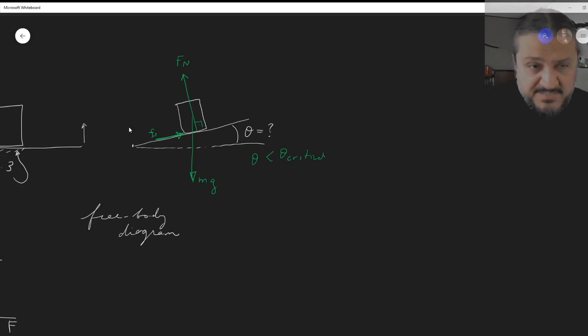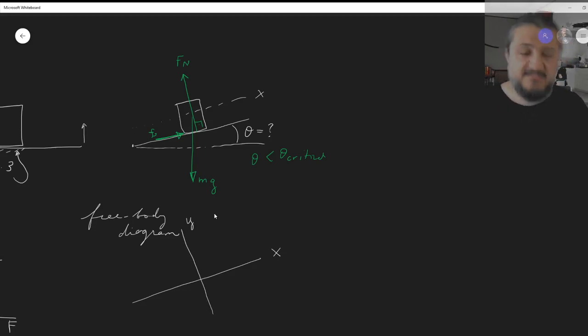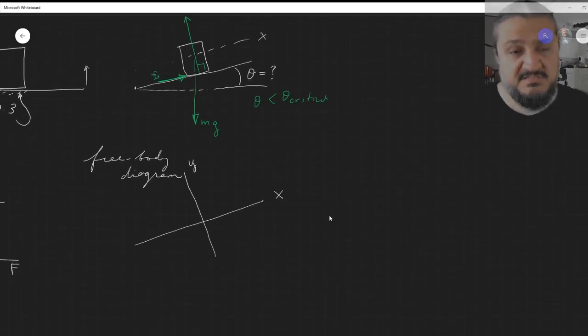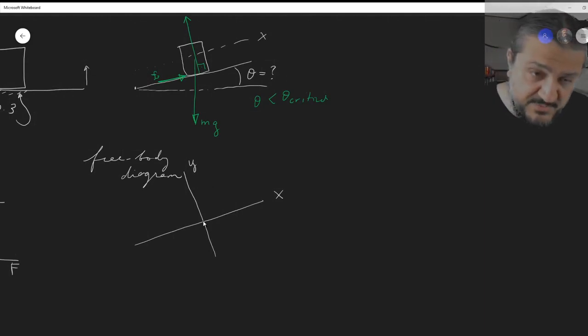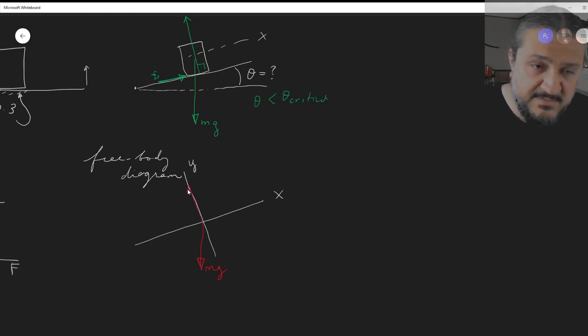So you can place your x in this direction. Okay? So this is your x, and this is your y. The advantage of doing it like this is, well, except for mg, all the forces line up with the axes. That's the advantage. So mg is downward. And Fn is along the y-axis. And Fs is along the x-axis.